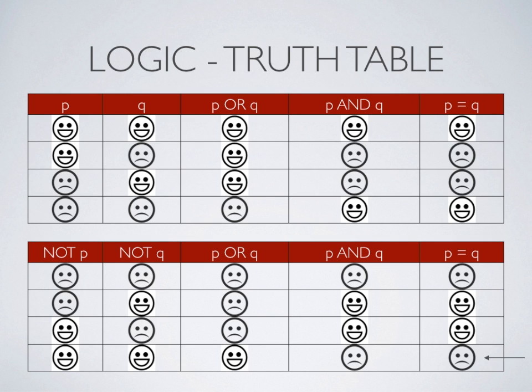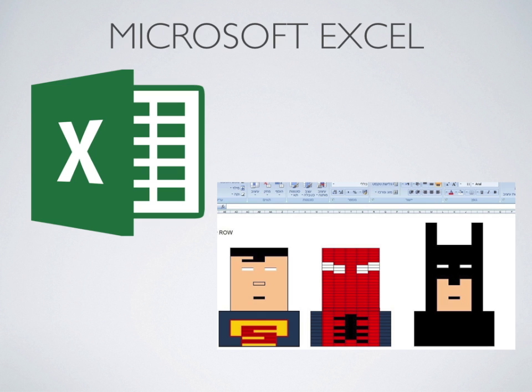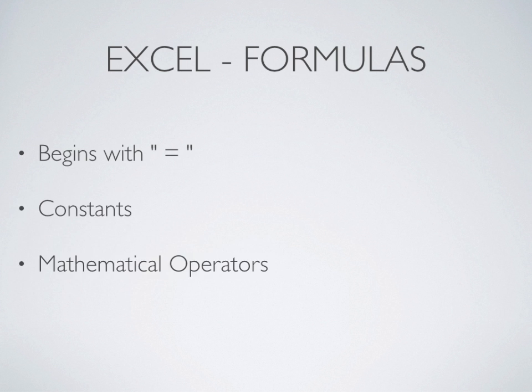A little confusing, but if you use the table above as a reference, it might be a little easier to understand. Next, we're going to be looking at Microsoft Excel. So within Excel, we have a few things we've got to address first. You have formulas. What are formulas? Well, they all begin with an equal sign. They all have constants and include mathematical operators and cell references.